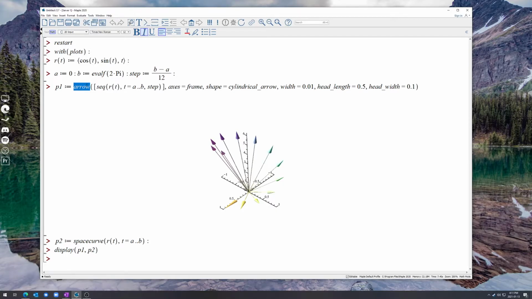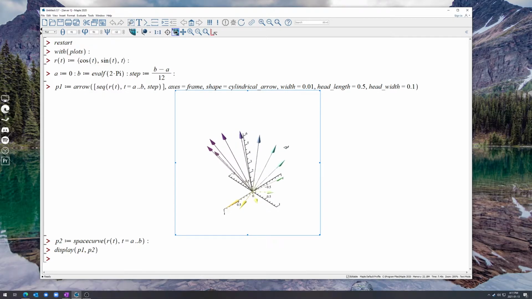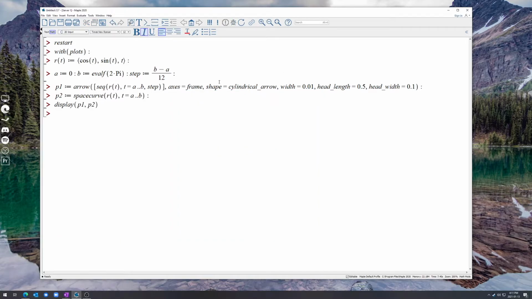Arrow is basically what it sounds like. It's plotting vectors as arrows with a lot of these options so that the arrows look manageable and very colorful. You can always change the color so they're all the same color. But I'll leave them like that because I'm going to plot another graph here, which is the space curve. And the space curve is defined by that same vector function, again, just from 0 to 2 pi.